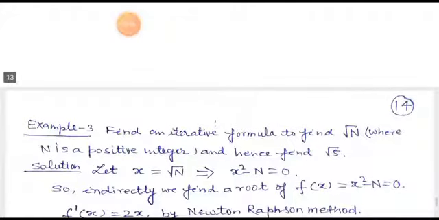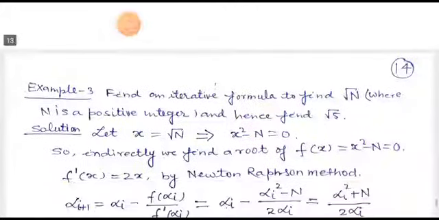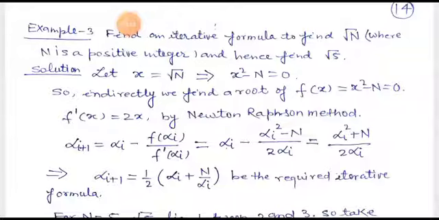Now again, this example is solved. Find the iterative formula to find the root of n, where n is a positive integer, and hence find the root of 5. So with the help of the Newton-Raphson method you can find the root of any number. So x is equal to root 5, then x square is equal to 5. So x square minus n, where n is the number, is equal to 0. Now differentiate, then f dash x is equal to 2x.